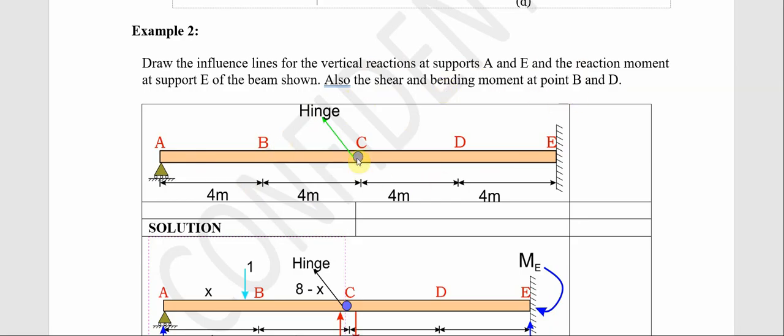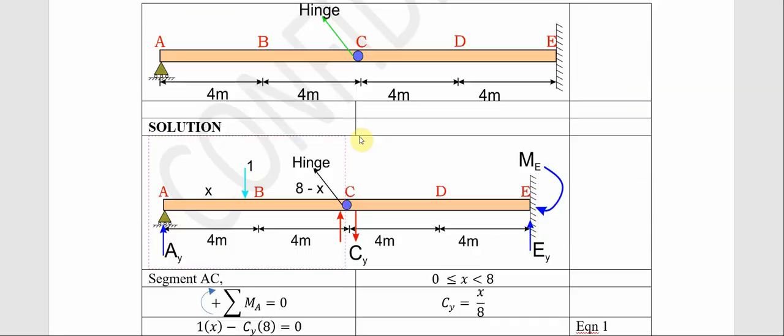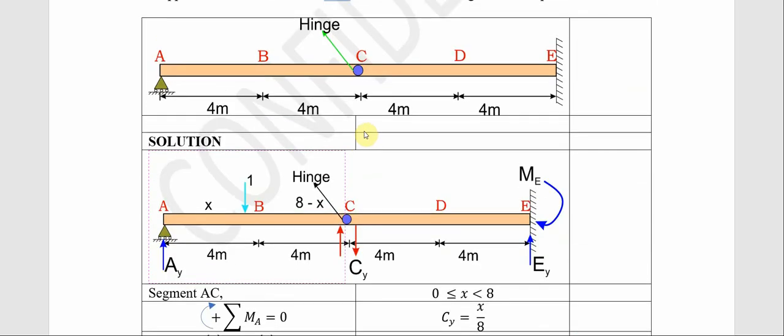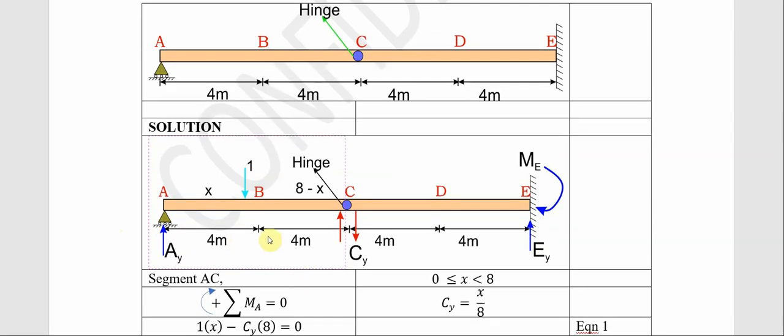Now let's say, for instance, we have a hinge at point C here. So the first thing is we're going to resolve and get our reactions AY and EY before we can proceed with our calculation. So to get this, let's take segment A to C, summing moment about position A to be equal to 0. Because this one is hinged, that's why we are taking this segment. Assuming it's not hinged, we have to take the full length from here to this particular point.